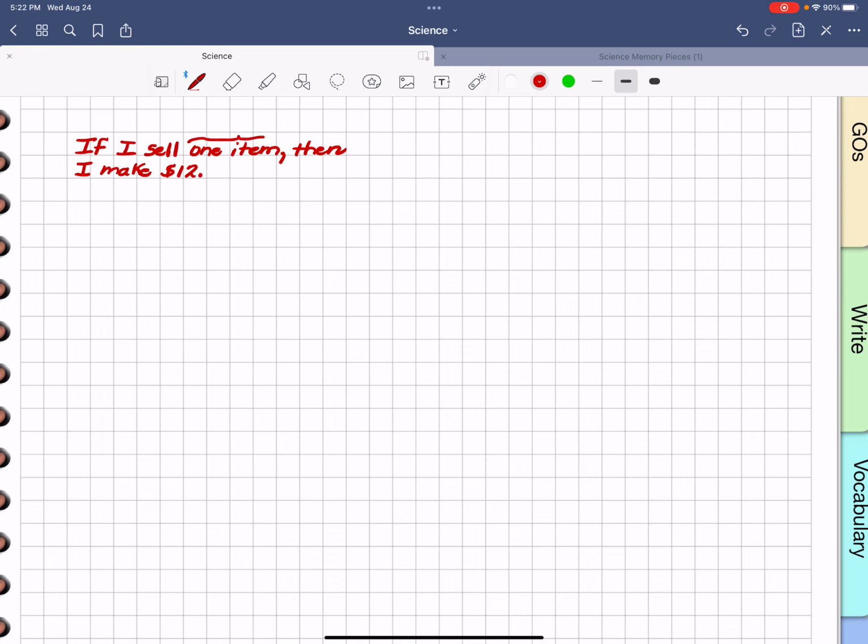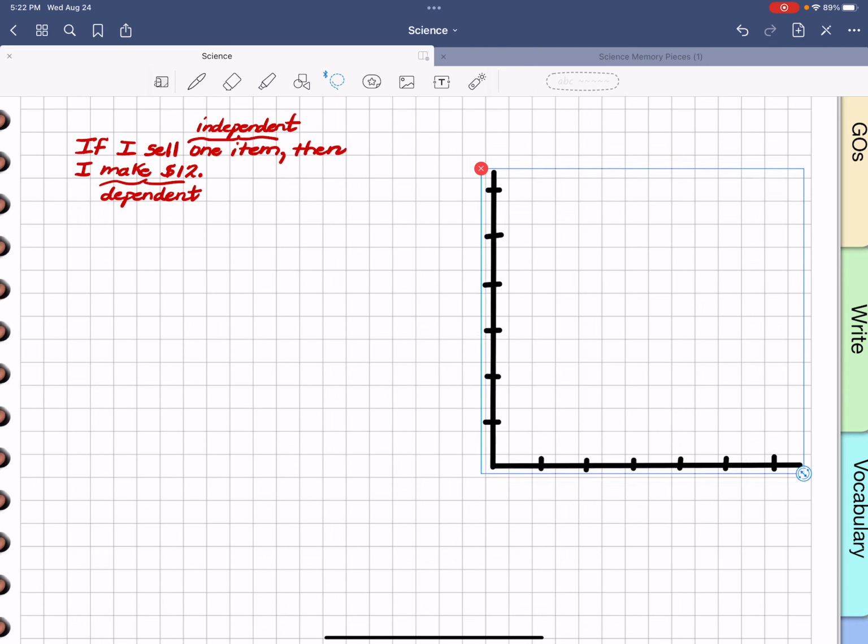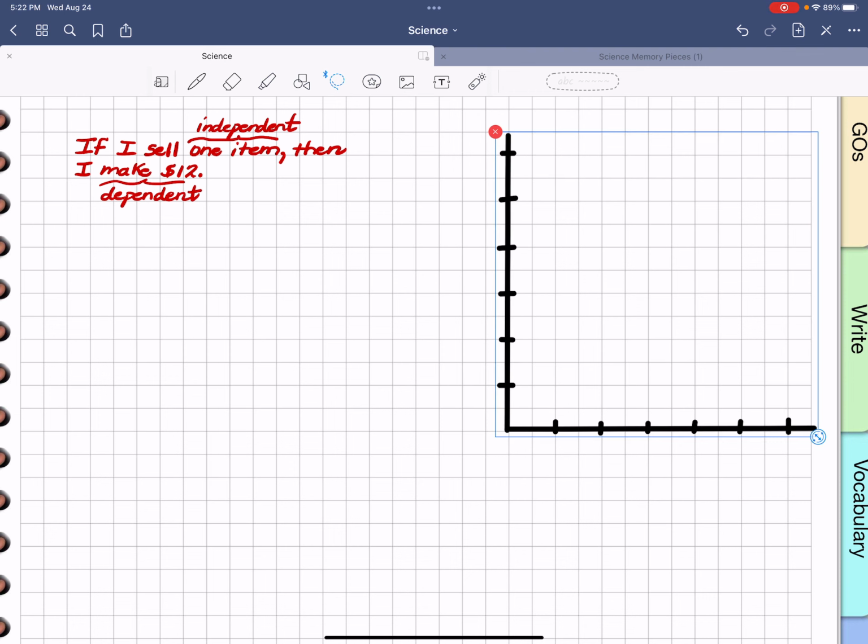Okay, there is your independent variable. And here is your dependent variable, because your dependent variable depends on the number of items you sell. Your money is going to depend on how many items you're able to sell.